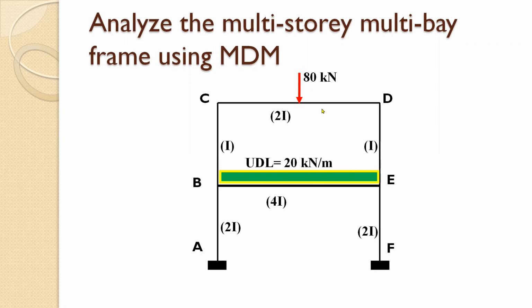I forgot to write the spans here. So this beam is completely 8 meter. This load is at 4 meter from C. So it is a centrally loaded beam, 8 meter span, and the height of each column is 4 meter. So AB is 4 meter, CD is 4 meter, DE and EF are equal to 4 meter, and the span of the beam is 8 meter. So let us solve this problem using the moment distribution method.